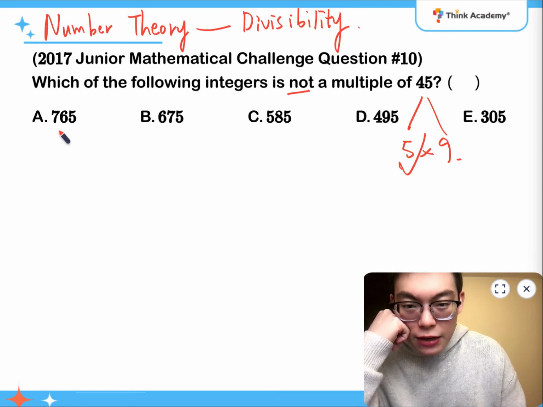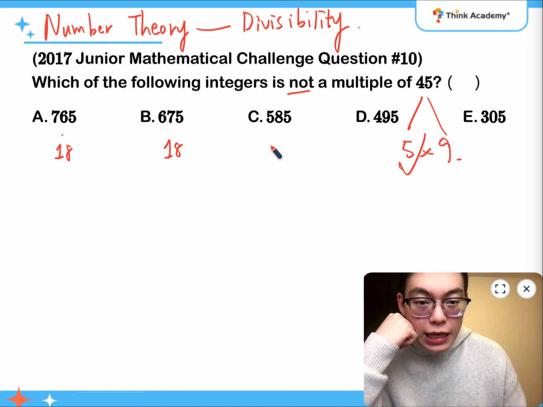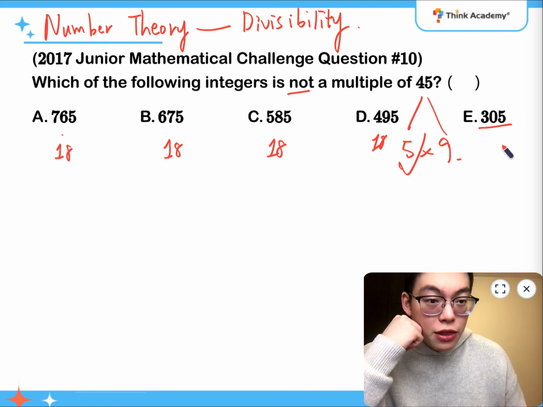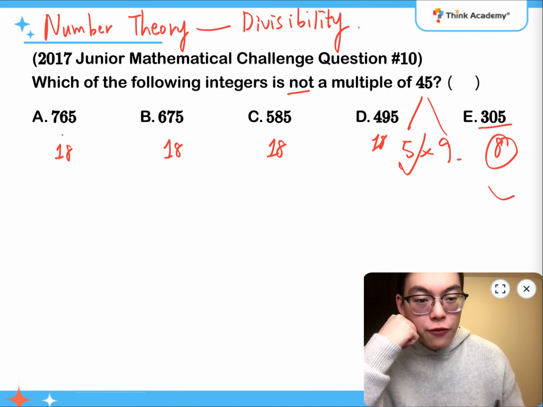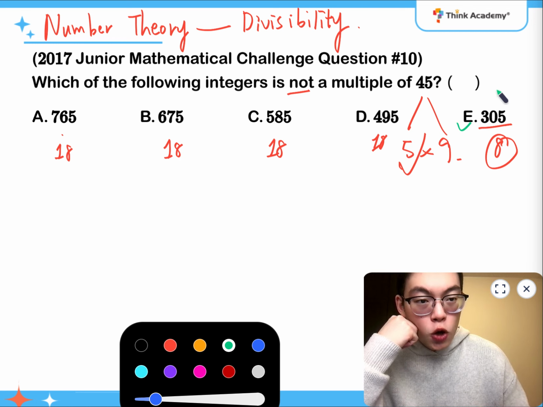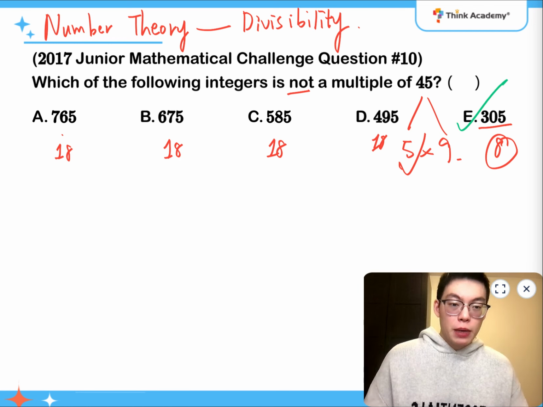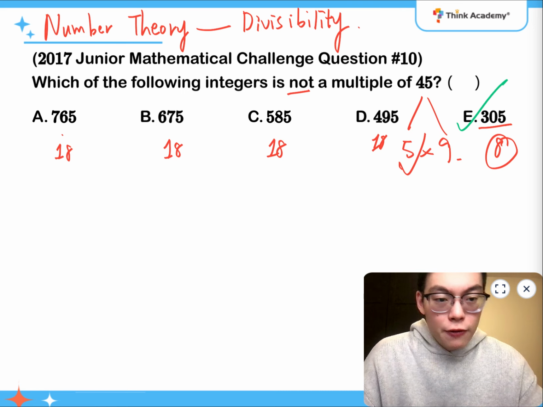7 adding 6 adding 5, that's adding up to 18. 6 adding 7 adding 5, that's 18. 5 adding 8 adding 5, that's 18. 495, that's 18. So finally 305, that's 8. 8 is the only sum of digits that is not divisible by 9, right? So it means that the whole number is not divisible by 9, which makes it impossible to be a multiple of 45.